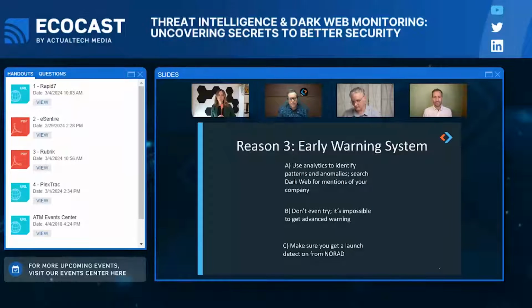Okay, well this was the easiest one so far. It's obviously C. Make sure you get a launch detection from NORAD. Do you see the topic there at the top? Early warning system. What does that tell you? And besides, that comes directly from War Games, one of the classic movies from the early 80s, Matthew Broderick. I mean, how can you not pick the one that is a direct reference to War Games? It's really simple. Scott's adjusting his answer, by the way. Scott adjusting his answer to a solid wow.